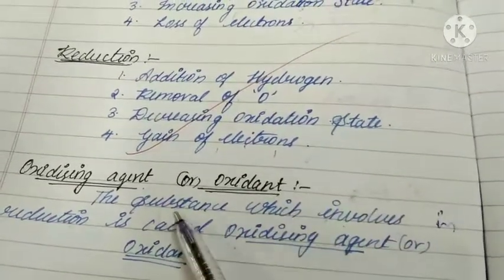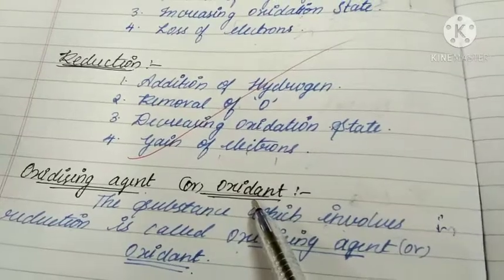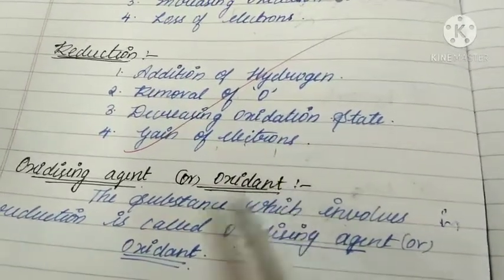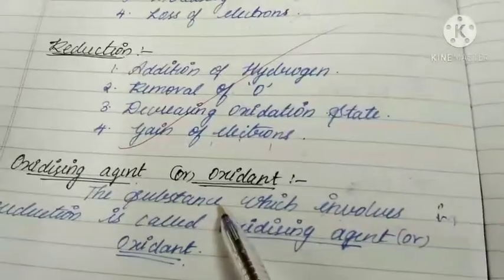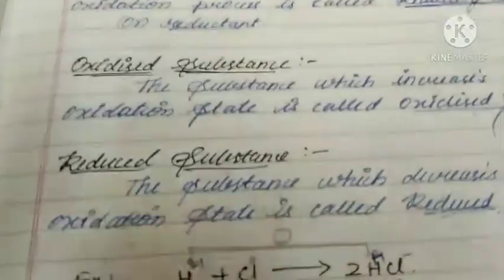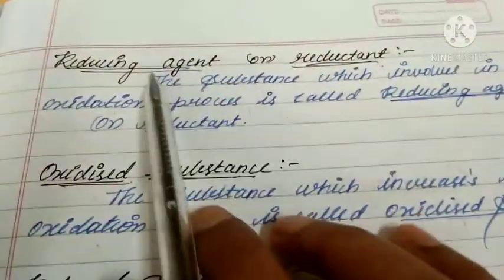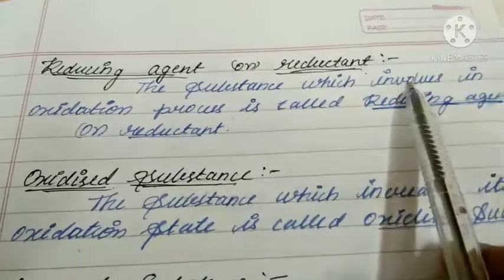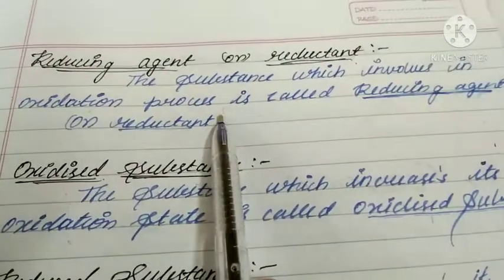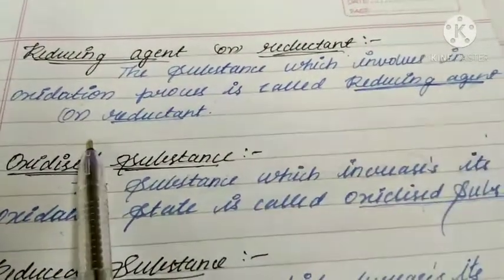Then what about reducing agent or reductant? If a substance is involved in oxidation, that is called reductant or reducing agent. That is the next definition. See here. What is the definition? The substance which is involved in the oxidation process is called what? Reducing agent or reductant.